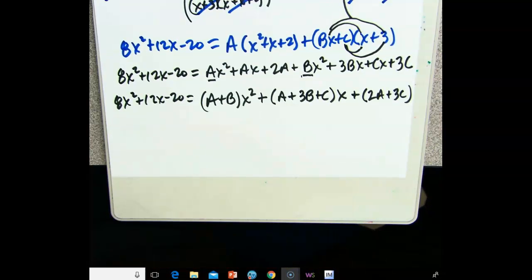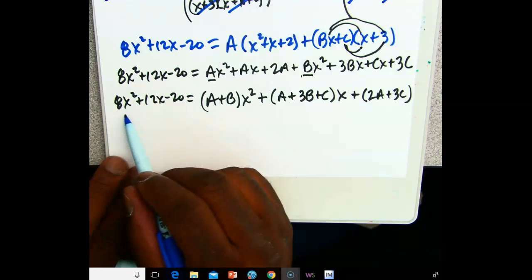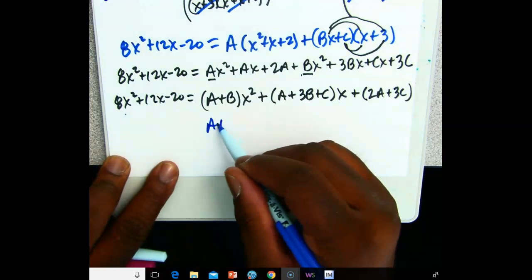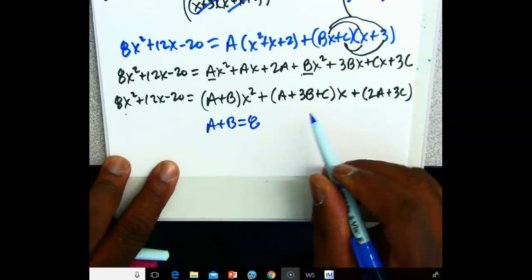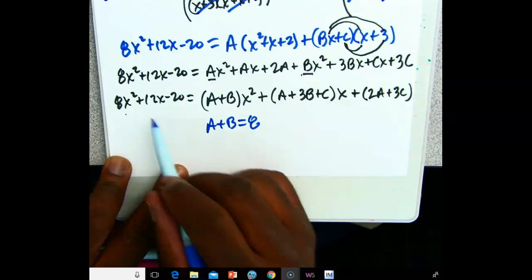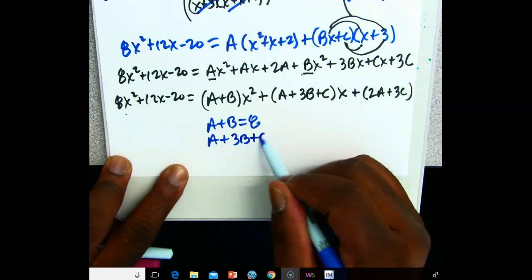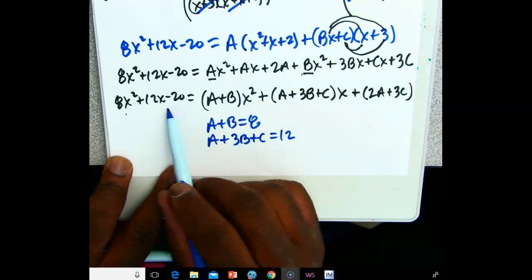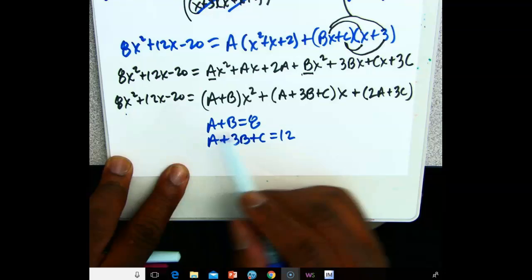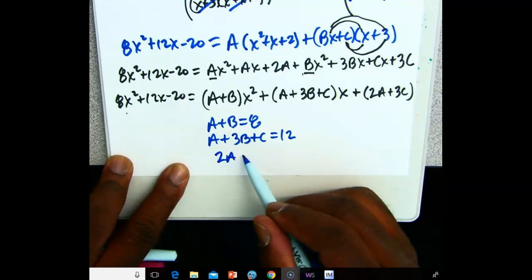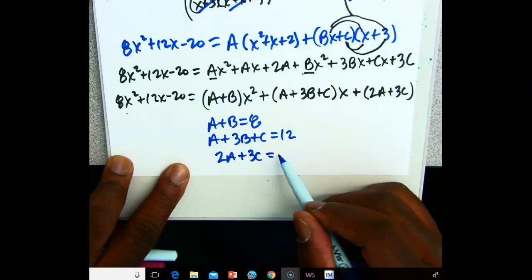So here, the coefficient of x squared is 8. So we know that A plus B is equal to 8. The coefficient of our x is 12. So A plus 3B plus C is equal to 12. And our constant is negative 20. So that means that 2A plus 3C equals negative 20.